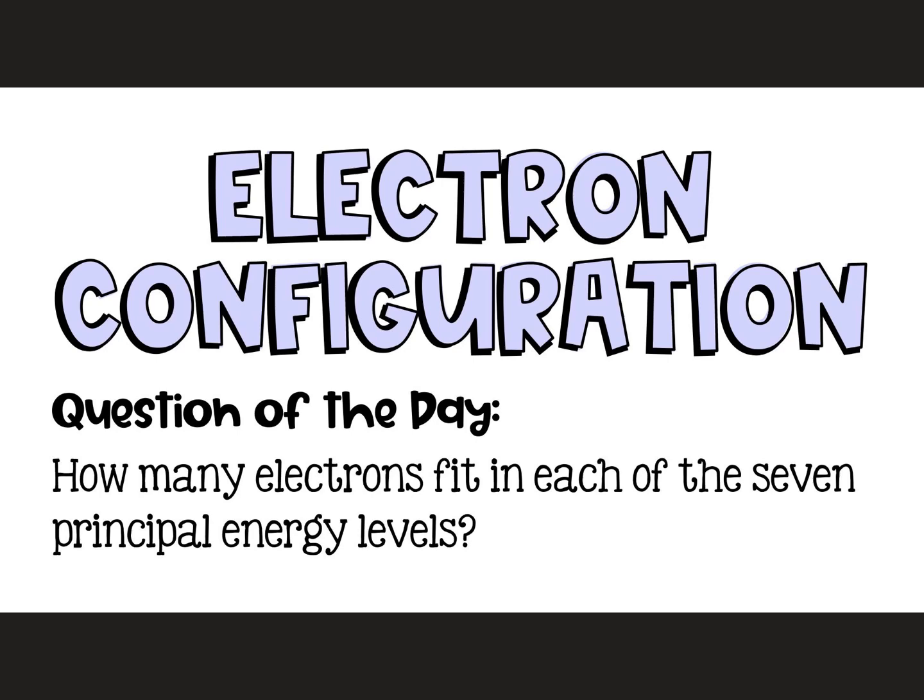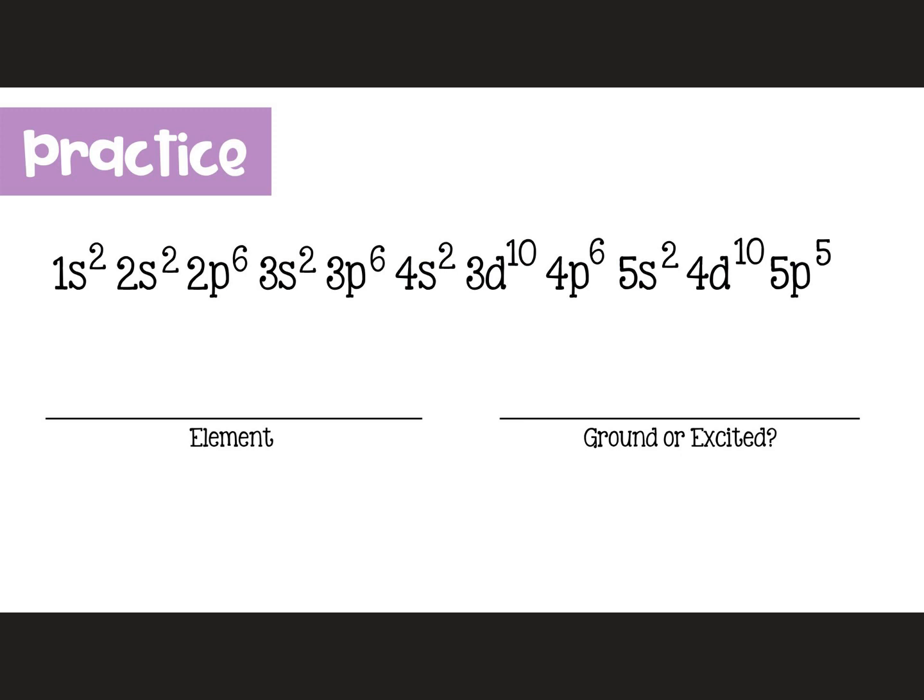Let's look at some examples of electron configurations. Here's an example of an electron configuration. 1s2, 2s2, 2p6, 3s2, 3p6, 4s2, 3d10, 4p6, 5s2, 4d10, 5p5. You can count the electrons: 2, 4, 10, 12, 18, 20, 30, 36, 38, 48, 53, and find that the element is atomic number 53, or iodine.